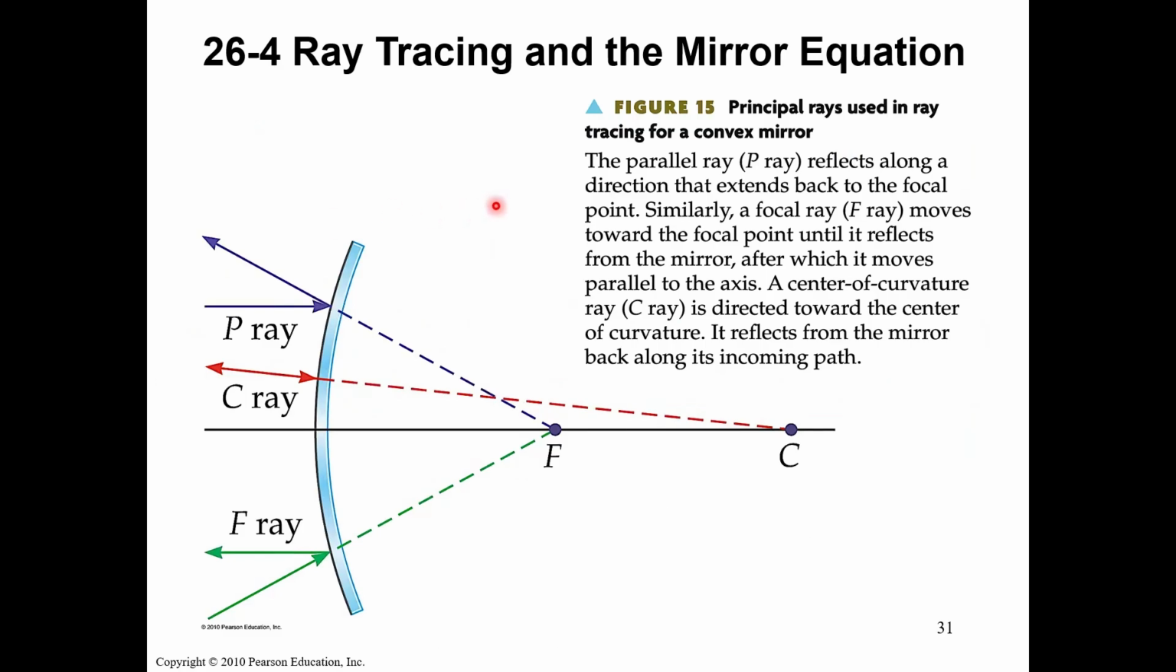And this is the case for the convex mirror. For the convex mirror, we can also talk about those three rays, P ray, F ray, and C ray. Again, P ray is parallel. It gets reflected by the surface of the convex mirror. But then if we extend the reflected ray, it will actually converge into this focal point, right? And we learned that the focal length is about half r.